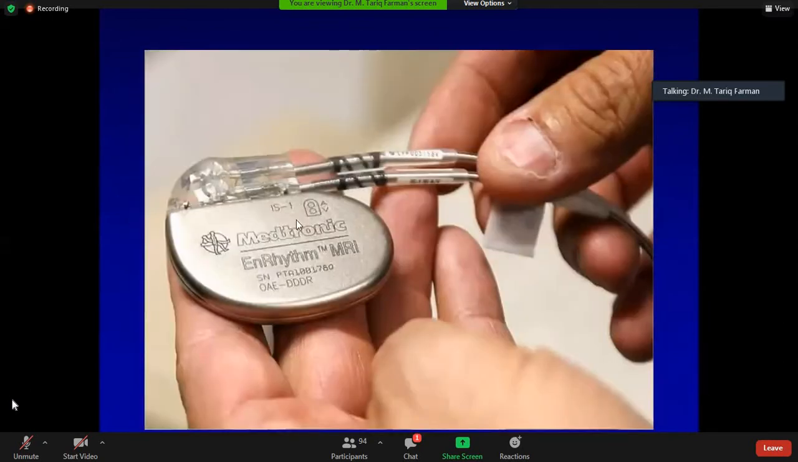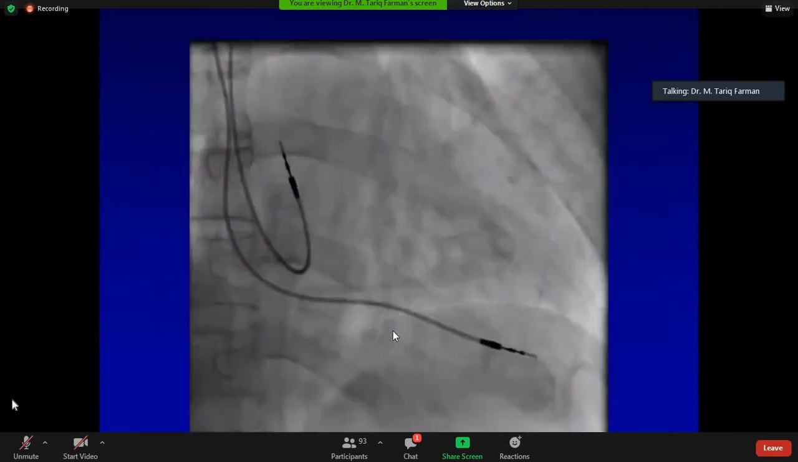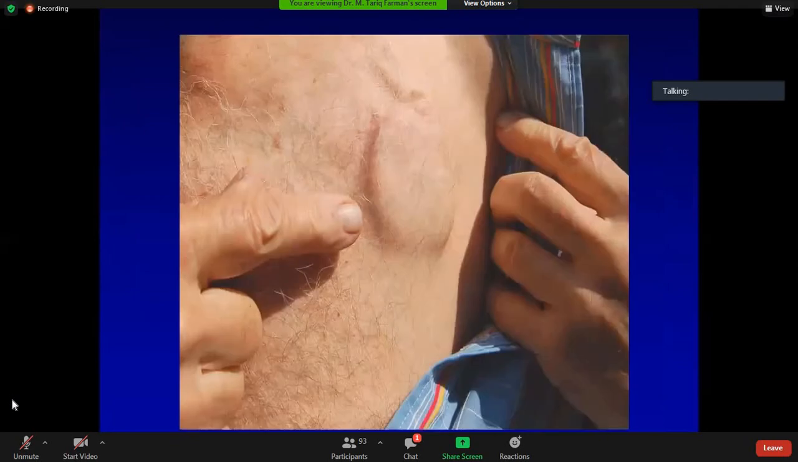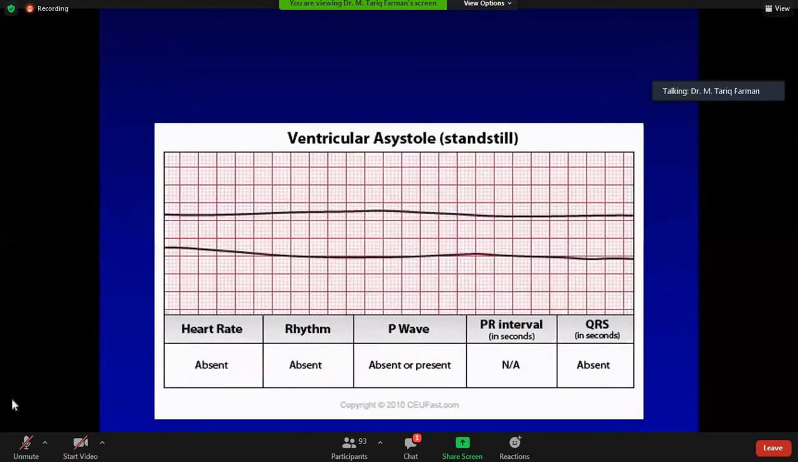This is a permanent pacemaker device. Permanent pacemaker device, subcutaneous implantation, and then this lead again through the subclavian vein inside the right ventricle. Okay, so this is all about the bradyarrhythmias. Now, if we have time, then we can discuss tachyarrhythmias.